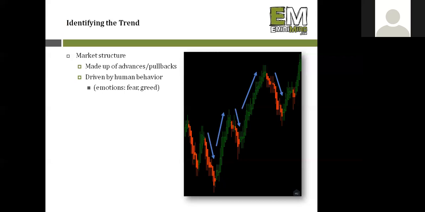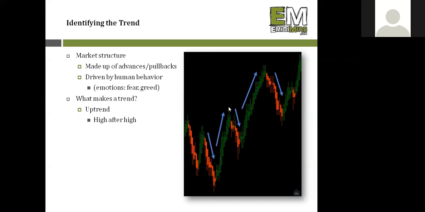Fear and greed are the fuel for driving prices higher and then panicking and then driving them lower. So the basics of the market structure is essentially the uptrend, the downtrend, or no trend. So higher highs and higher lows, we all know, make up an uptrend.